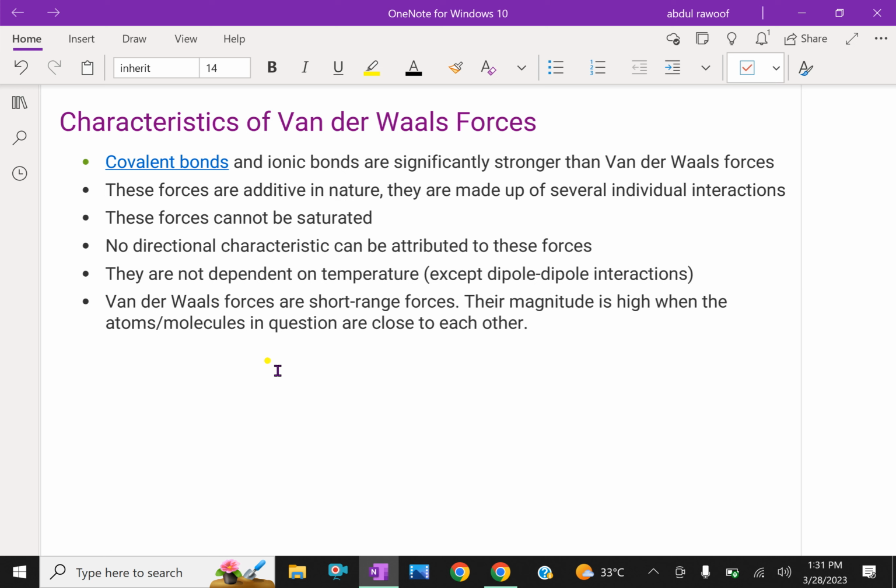For covalent substances, forces that act between molecules are called intermolecular forces. We discussed different types of bonds, their nature, and the interaction forces between them.